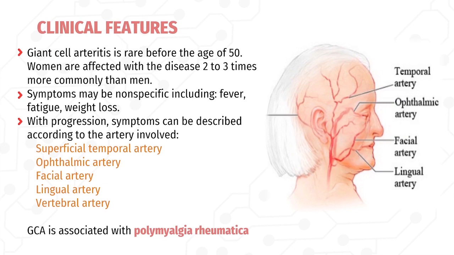If the vertebral artery is affected, this initially presents with acute onset of vertigo, and is also associated with transient upper limb neurological findings. And we have to say that GCA is associated with polymyalgia rheumatica. In fact, 15 to 30% of patients with this disease develop GCA.